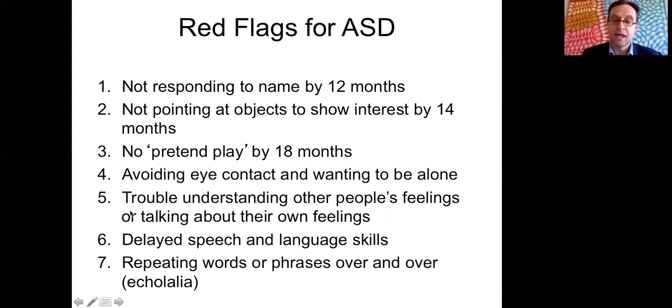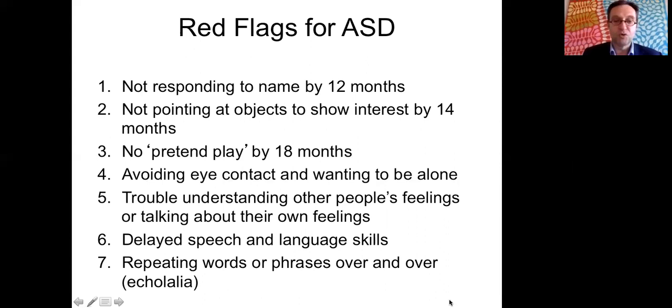If young children have trouble understanding other people's feelings or trouble talking about their own, that's a red flag. Delayed speech and language skills is a very important red flag, and it's the most common red flag that typically is why families would go to a clinic, to a doctor, to a nurse saying, I'm worried he's not yet saying words. And what we don't want doctors to do is to say, don't worry, he's just a boy, come back in a year if he's not improved. This is the time we want you to start intervention, not delay.